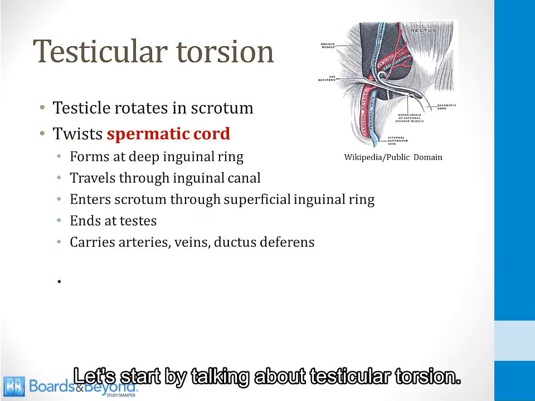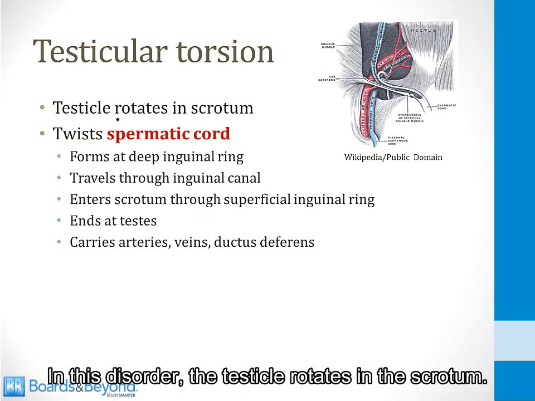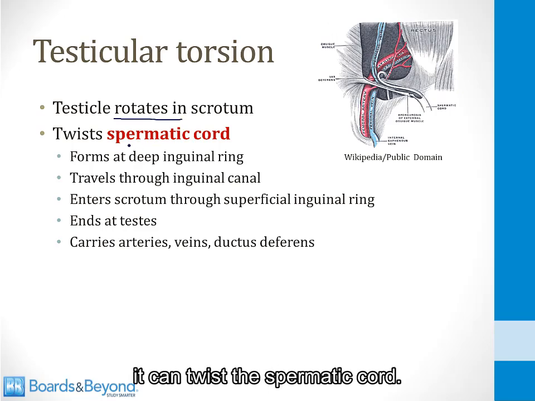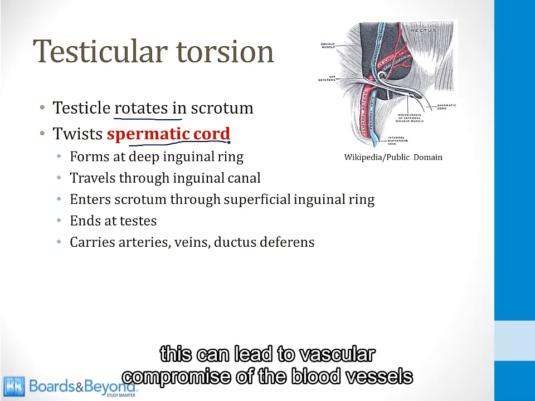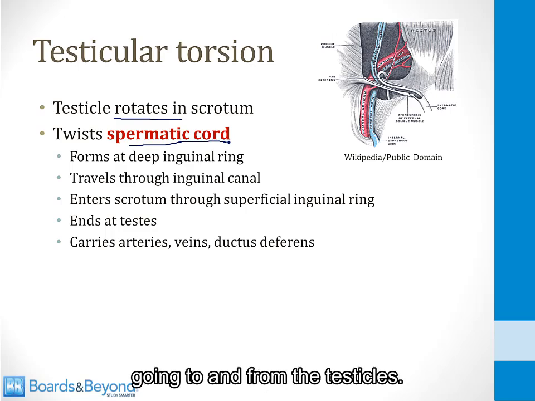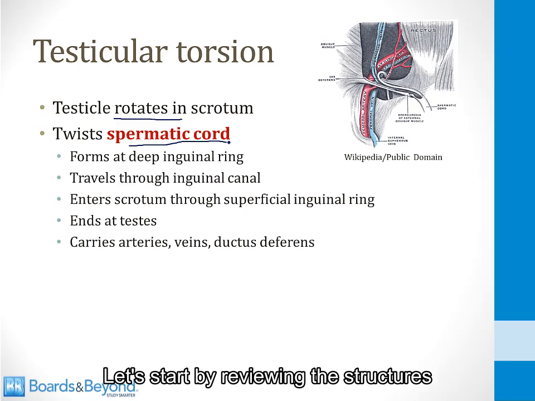Let's start by talking about testicular torsion. In this disorder, the testicle rotates in the scrotum, and when it rotates, it can twist the spermatic cord, and because the spermatic cord carries blood vessels, this can lead to vascular compromise of the blood vessels going to and from the testicles. Let's start by reviewing the structures in the spermatic cord.